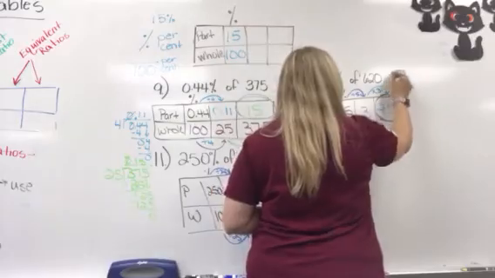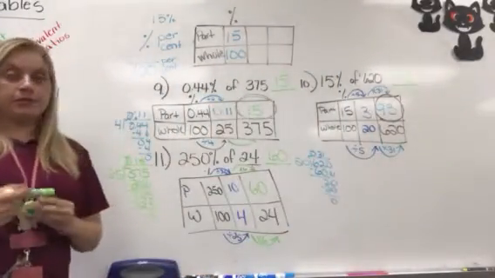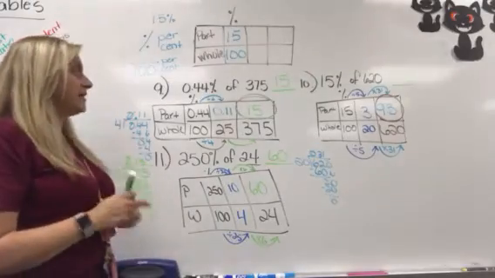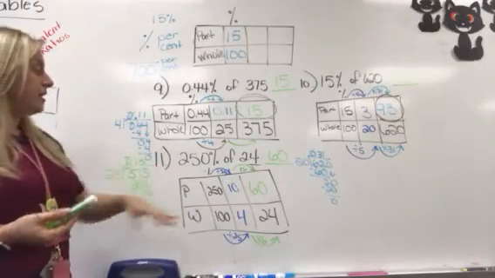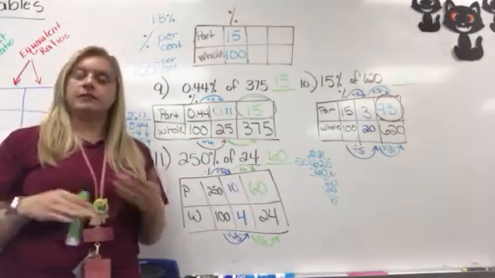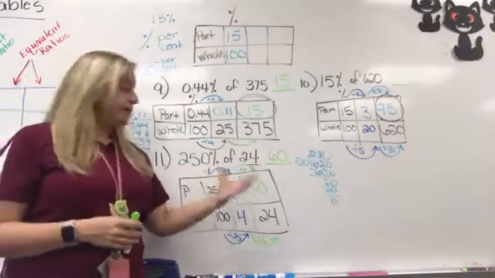On my line, 93 would be my answer. And remember that it's not percent. Their answer should not have a percent sign, because I'm not saying 15%. And I'm not saying 250% of 24 is 60%. It doesn't even make sense. I'm already giving you a percent. I need to know how many out of that.